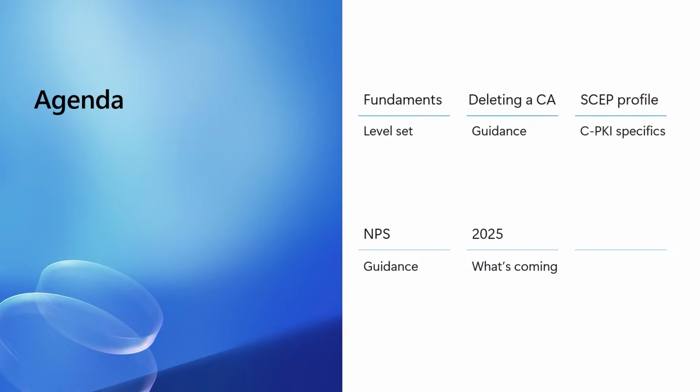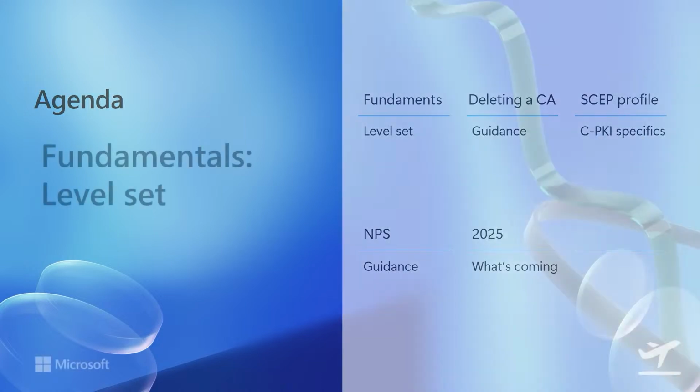I'll talk about some of the particulars around the SCEP certificate profile that are related to Cloud PKI. Then we'll talk about something that often comes up from customers requesting additional assistance. And this is around the Microsoft Network Policy Server service. It's a radius service for connecting to Wi-Fi or VPN, things of that nature. And then we'll give you some insight into what's coming later in the year. All right. With that said, let's push it along.